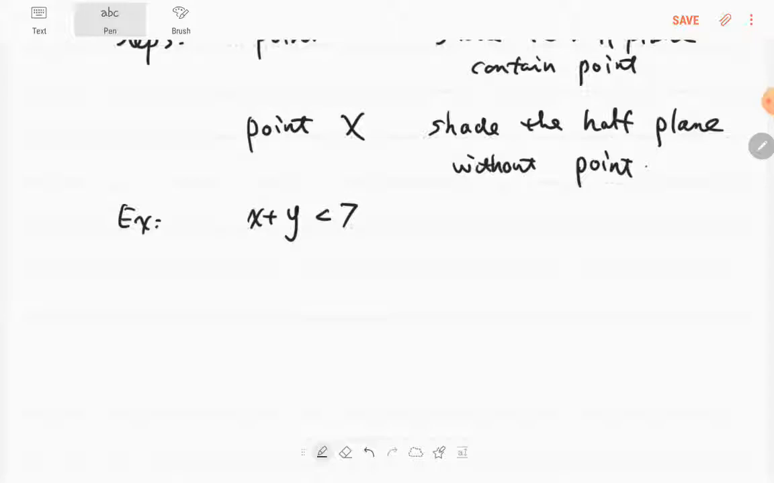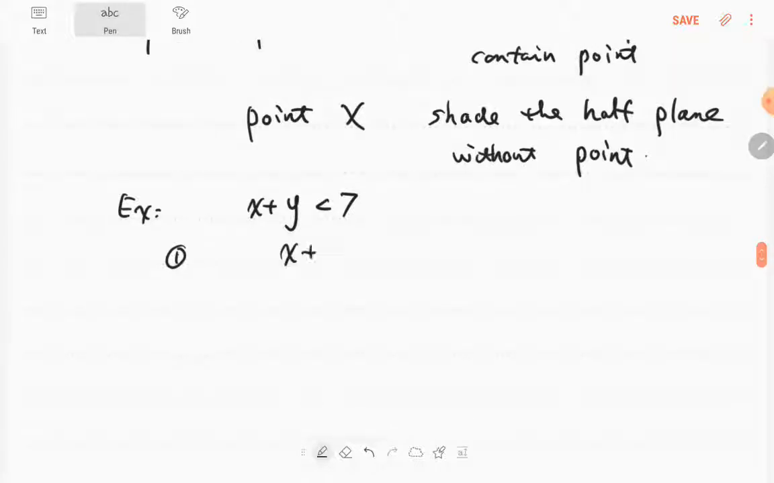So step 1, remember, we should treat this one as the linear equation. We should treat it as the straight line. So it's the equation, not inequality. We should change the less than sign to the equal sign to make sure we can draw the boundary line, right? So this time, we only need to draw the straight line here.